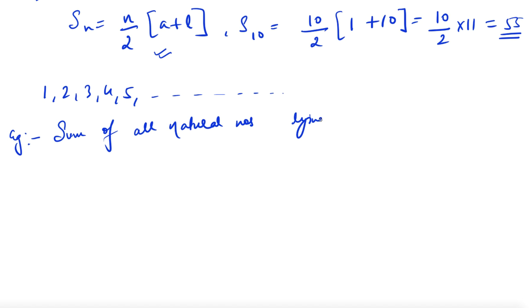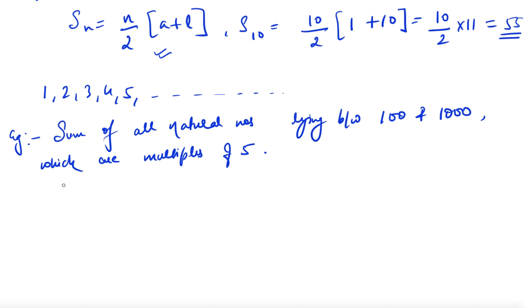between 100 and 1000, which are multiples of 5. This is the question: find the sum of all natural numbers lying between 100 and 1000 which are multiples of 5. Now let us see how this will be done.